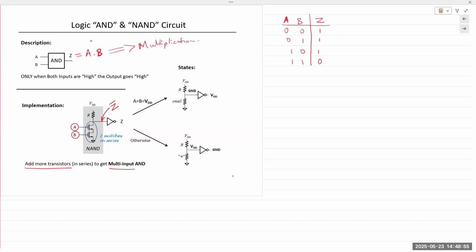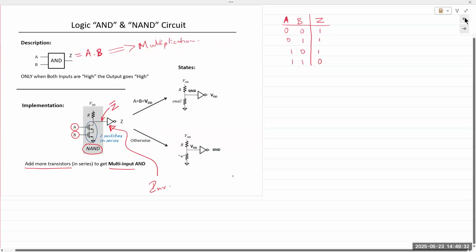10 transistors in series. If even a single input is 0, then the transistor is off, output is high. So for all combinations, output is always going to be high, except when all inputs are high, then the output is connected to ground and it goes to 0. And hence, we obtain a NAND gate by default. To obtain an AND gate, we connect a single separate inverter circuit. That's it. That's how we can create logical AND, NAND, and OR.